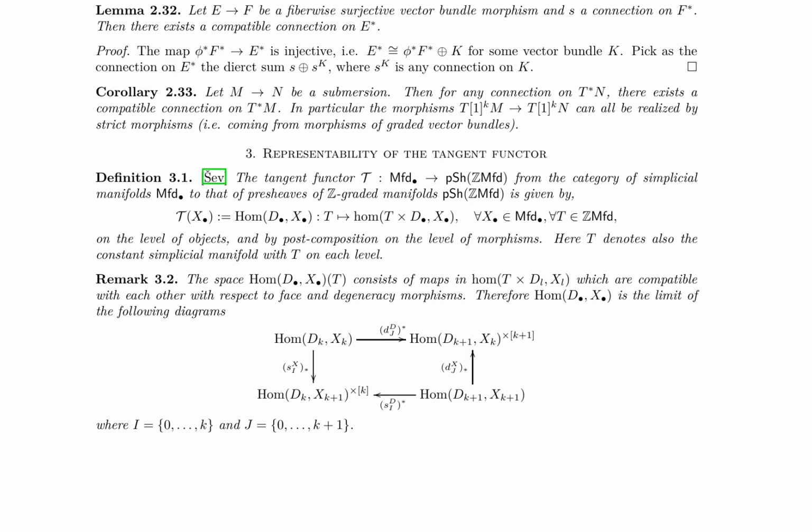A particular case of fiberwise surjective vector bundle morphisms is examined, where compatible connections can always be found. This includes a proof for lemma 2.32 and its corollary. The tangent functor T is also introduced, mapping simplicial manifolds to presheaves of Z-graded manifolds. The space hom, D, X, T is remarked upon, highlighting its significance in the context.